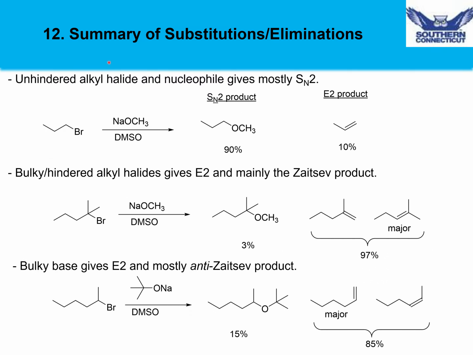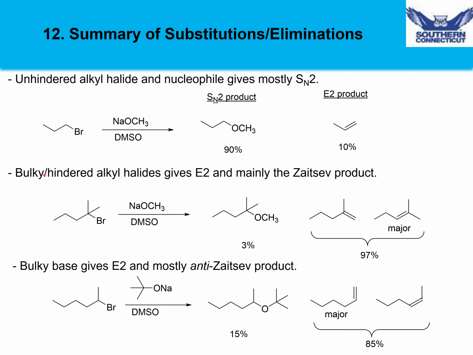Here are a few examples to illustrate the rules we just learned. If we have an unhindered alkyl halide and an unhindered nucleophile, you're going to get primarily SN2. So here's a primary alkyl halide with a base that is very unhindered. Notice also we're using a good solvent for SN2, which is DMSO. It's an aprotic polar solvent. So under these conditions, we're going to get primarily SN2 with a small amount of E2 product.